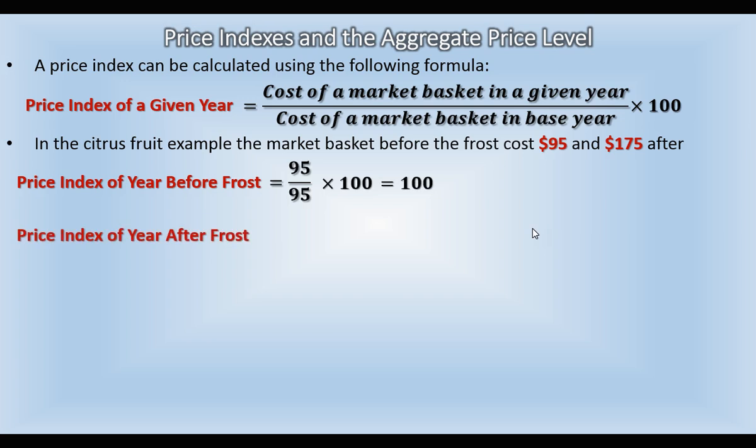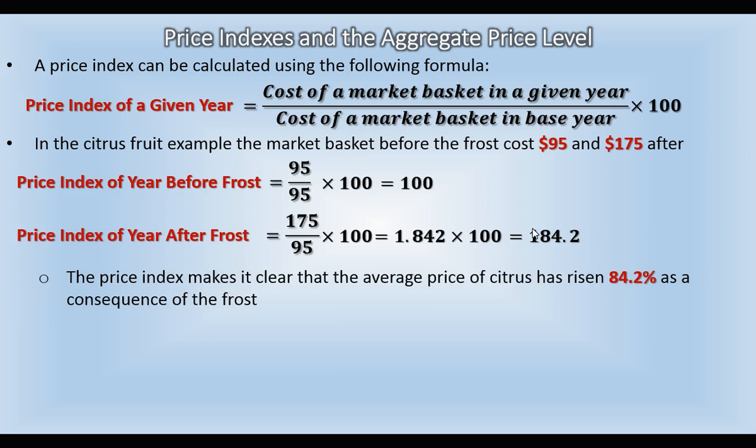And so the price index of the year after the frost was equal to 175 divided by 95, so the value of the market basket after the frost as a proportion of the value of the market basket before the frost, times 100, which gets us to 1.842. We multiply that by 100. So that means that the price index of the year after the frost is equal to 184.2. So the price index makes it clear that the average price of citrus has risen 84.2% as a consequence of the frost.